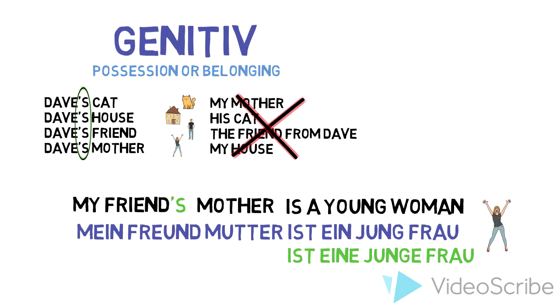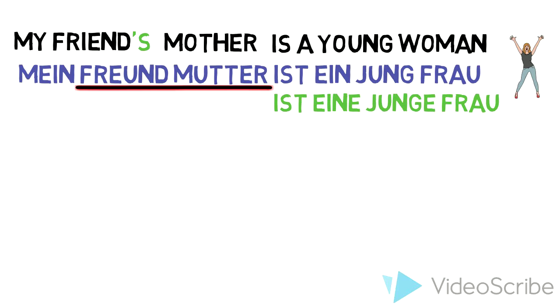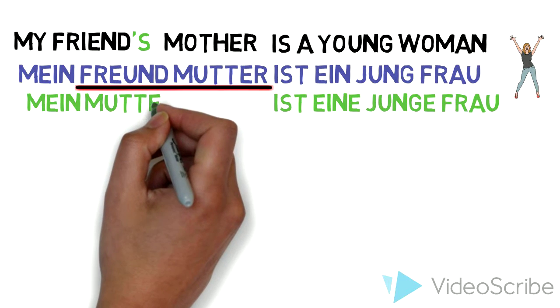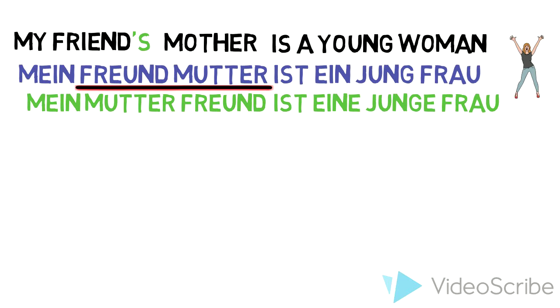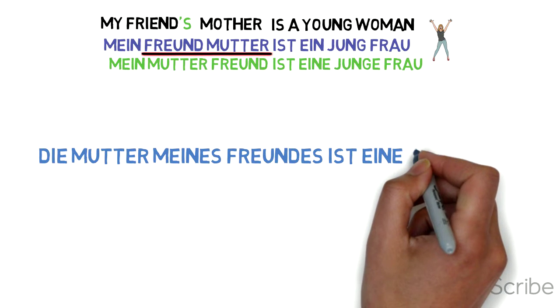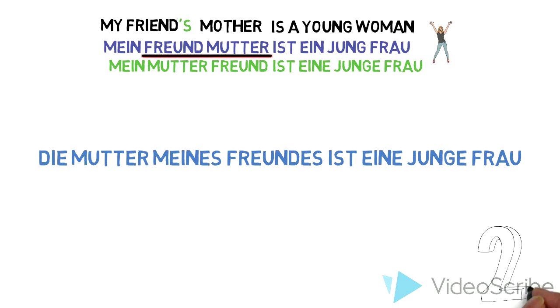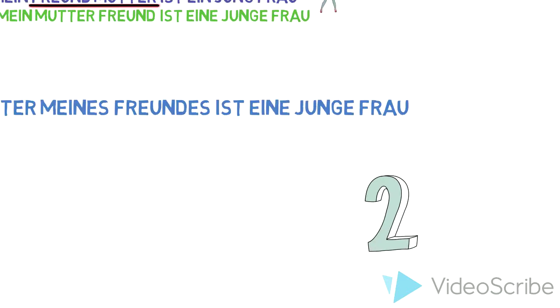Now, before we go into applying the declension, here is an important fact. In German, genitive case has an opposite word order than in English, which means that instead of Mein Freund Mutter ist eine junge Frau, we would write Mein Mutterfreund ist eine junge Frau. Okay? Now, once we apply the declension, we get Die Mutter meines Freundes ist eine junge Frau. Got it? Awesome.